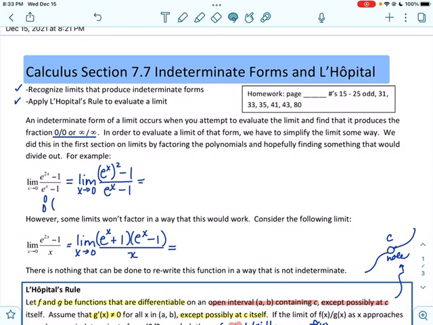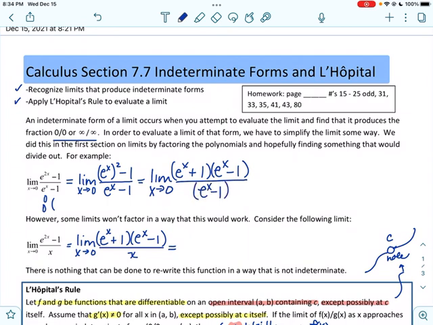For example, if you take a look at the first example where we have 0 over 0, because when we plug in 0, we get 1 minus 1 over 1 minus 1. So then we looked at the fact that we could take the limit and say e to the x squared minus 1 over e to the x minus 1, factoring the numerator. Can't forget the limit. So we're then taking the limit as x approaches 0 of e to the x plus 1 times the quantity e to the x minus 1, and then that would be over e to the x minus 1.